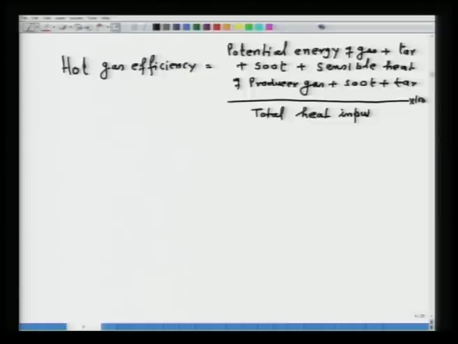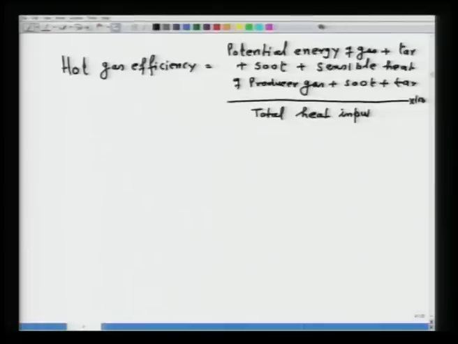Naturally, the hot gas efficiency will be much higher than the cold gas efficiency, because you have incorporated in your calculation the sensible heat, which was not there in case of cold gas efficiency. Then we can also define the third term, that is the thermal efficiency.